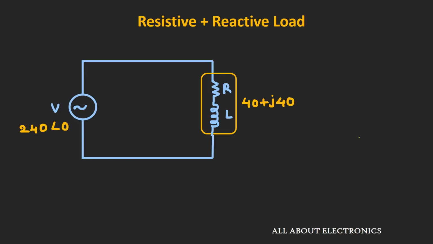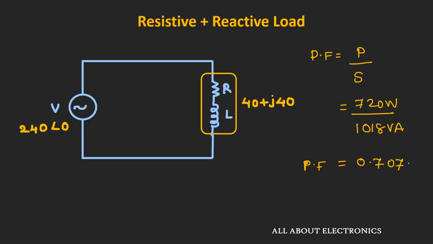So now let us find the power factor of our given circuit. We have already seen that the power factor PF is the ratio of true power divided by the apparent power, and earlier we found the value of P as 720 watt and the value of S as 1018 volt ampere. So if you calculate, the value of this power factor will be equal to 0.707.